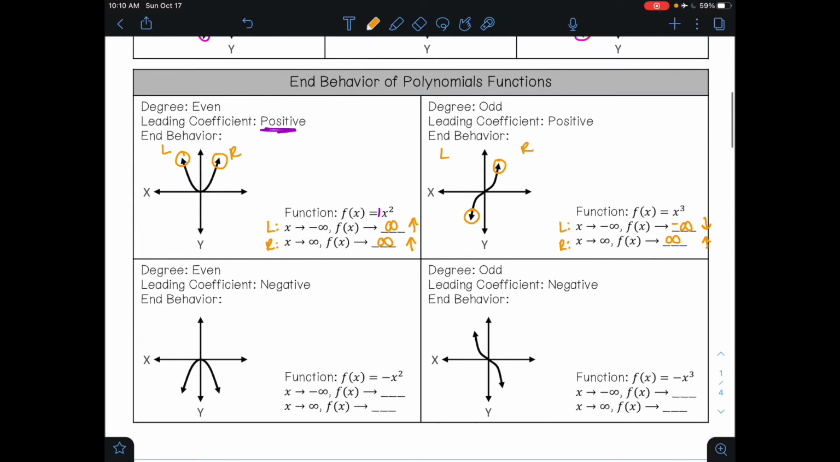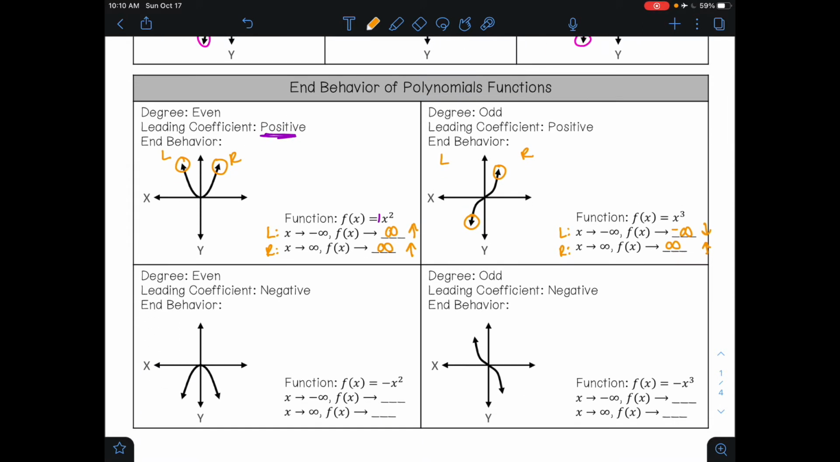What happens when your leading coefficient is negative? So on these two, everything is the same, except here my leading coefficient was positive 1, and now on this one my leading coefficient is negative 1. So the only difference here is that my leading coefficient is negative. So notice, instead of my graph being U-shaped, now this graph is N-shaped.